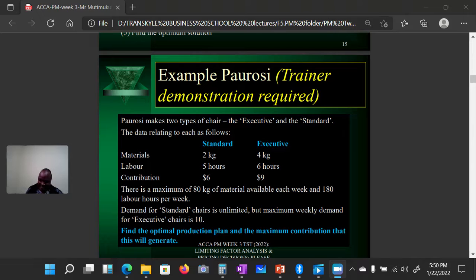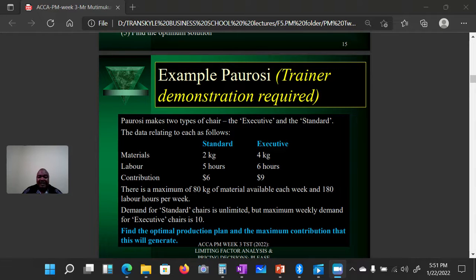All right. In this particular video, we are going to explain the nitty-gritties about Example Paurosi, which is a part of the linear programming situation. And you have read in the slide that the idea behind linear programming has nothing to do with computers, but it's something that explains the logical analysis of events. It gives a logical analysis.